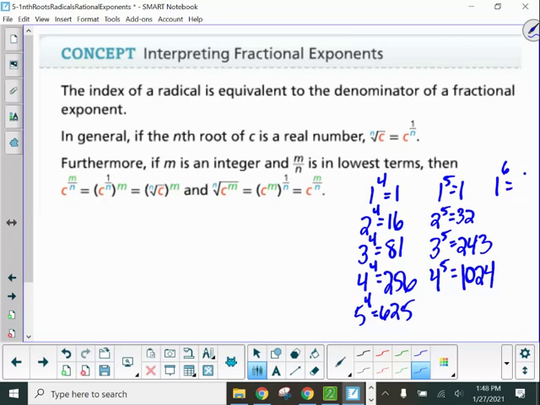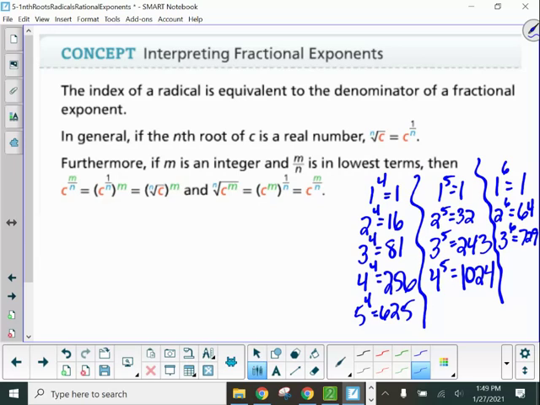And then sixth powers, you'll see 1, you'll see 2. 3 to the sixth power is 729. So you may see that one. It's very unlikely you'll see anything different than what we have up here. And you can always check by trying to take that radical on your calculator.